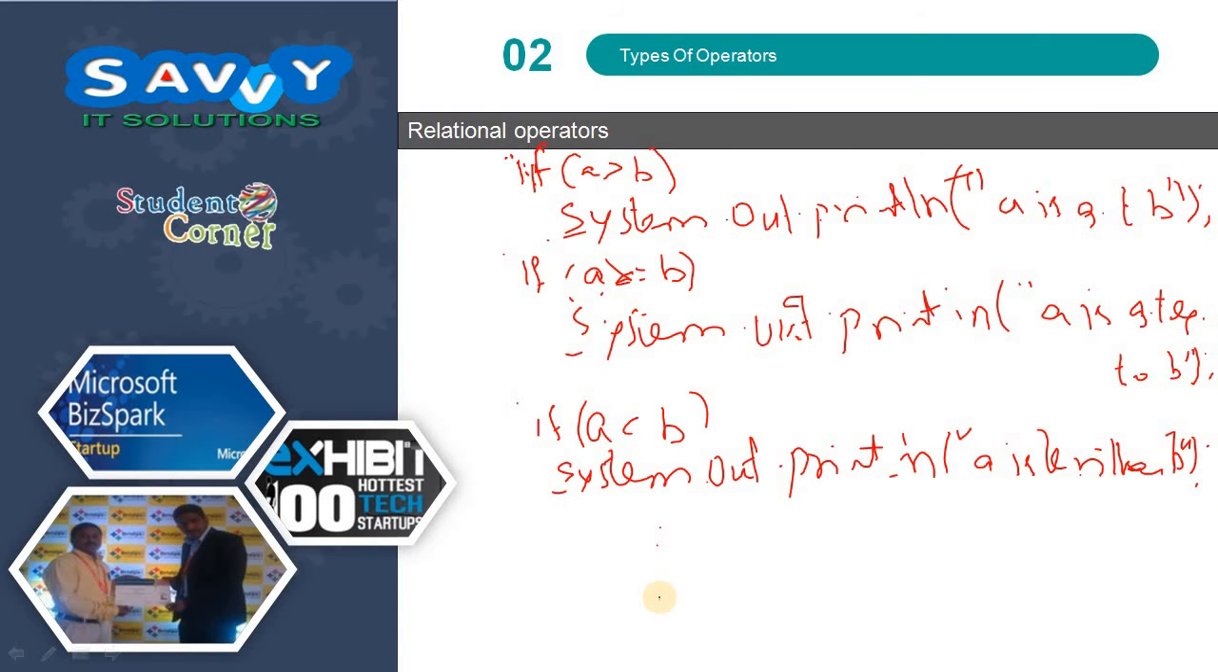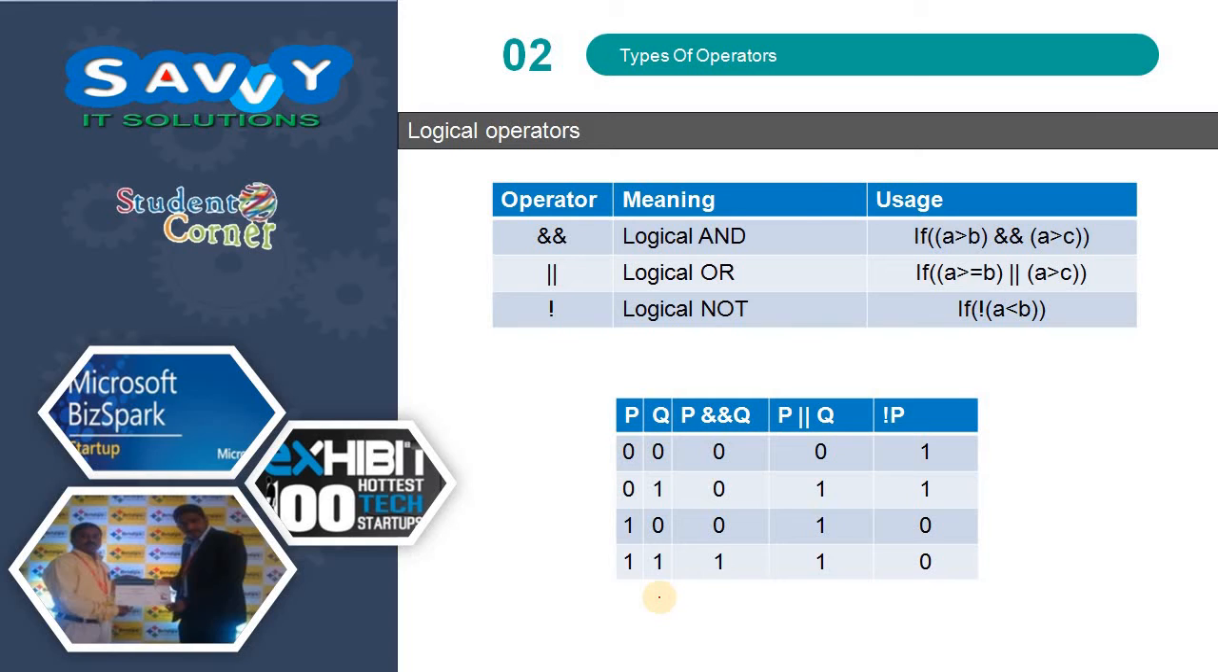Okay, the next one is logical operators. Logical AND, logical OR, and logical NOT. Logical AND is represented with a double ampersand. Logical OR is represented with two pipe symbols. Logical NOT is represented with an exclamation mark. So where exactly are logical operators used? Checking two relations, whether those relations are true or not.